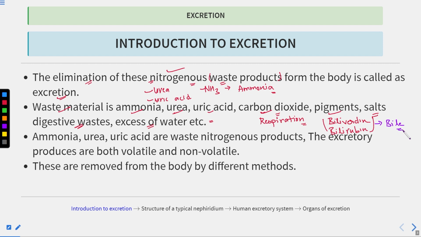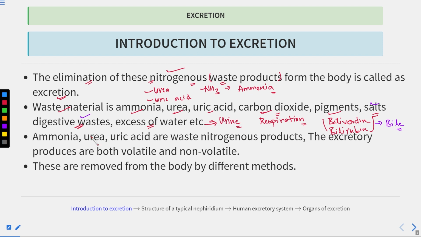And bile is produced by which organ? Bile is produced by the liver. Some salt should also be removed. Some undigested food should be removed. And excess water should also be removed from the body. And how is excess water removed? It is removed in the form of urine.